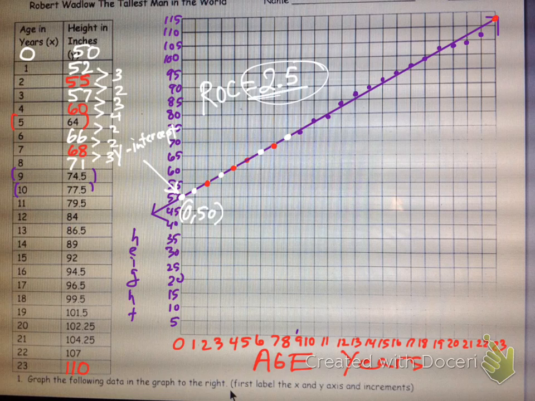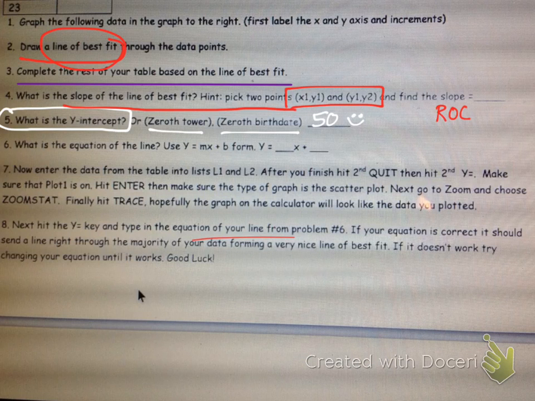What does that mean? That means that kid grew 2.5 inches every year. That's his rate of change. So our slope is 2.5. That means we've got our formula mx plus b. M is the slope, 2.5. B is where you can begin, 50. So we'll use this equation later. And yours might be different. Yours might be better than mine, okay?